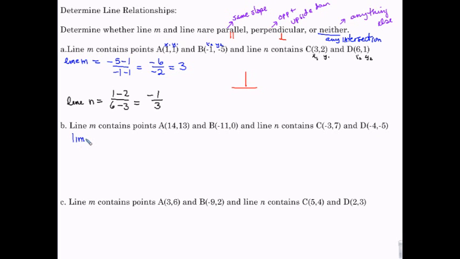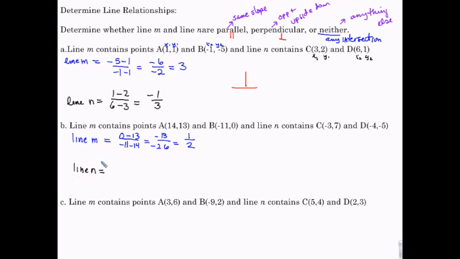We'll have line M again. I can do 0 minus 13 over negative 11 minus 14. So I get negative 13 over negative 26. 13 goes into 26 twice. So that's going to be a positive 1/2.